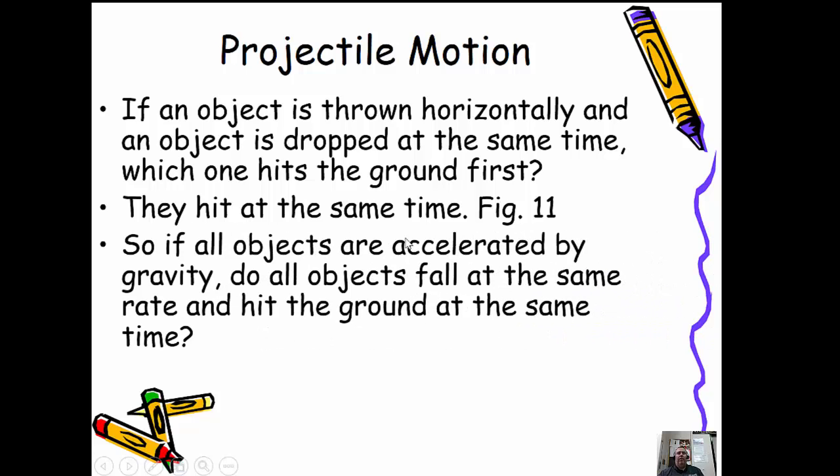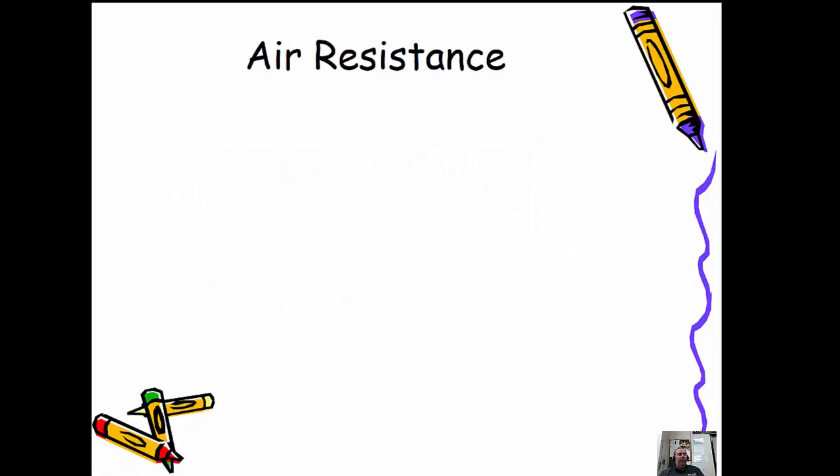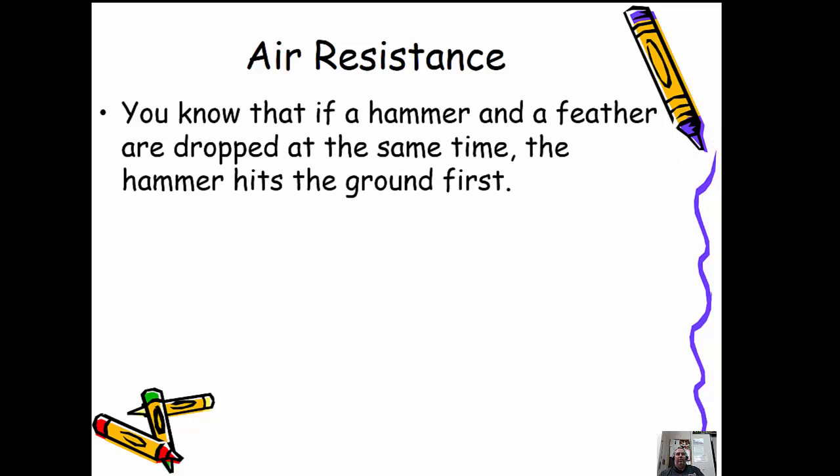So if all objects are accelerated by gravity, do all objects fall at the same rate? Meaning that if I were to take this steel ball and a Kleenex, will they hit the ground at the same time? In or on Earth? Well, the answer is no. And the reason why is because of air resistance.